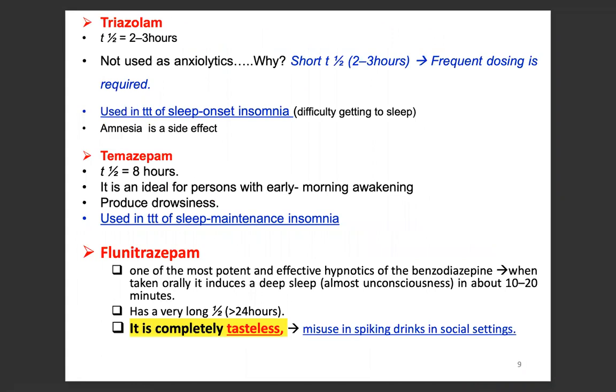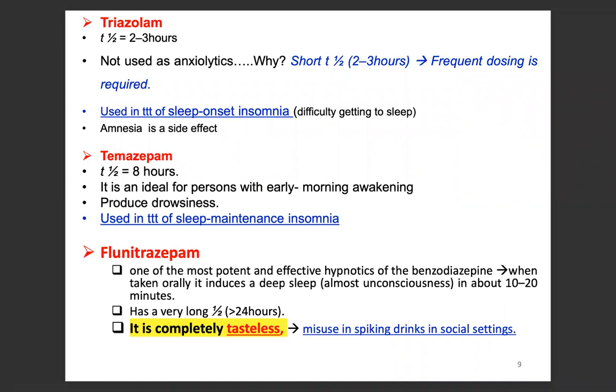Generally, triazolam, the half life is about 2 to 3 hours, and as the half life is very low, if we have to give it to patients, frequent dosing is required. It means in the day, the drug should be taken 3 or 4 times, and drug adherence 3 or 4 times a day is difficult for the patient, so it is not used as an anxiolytic.